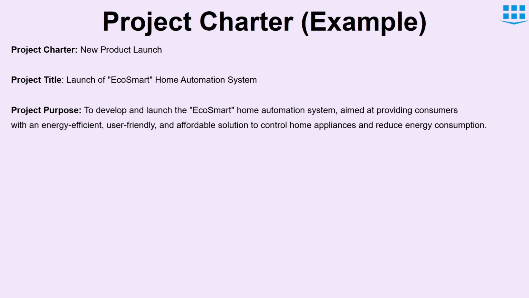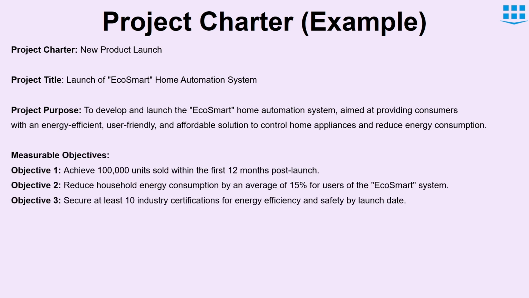Now, next we have measurable objectives. Here we have three objectives. Objective 1 is about the sales target of selling 100 units of this home automation system within first 12 months. Objective 2 is to reduce the household energy consumption by 15%, and objective 3 is securing at least 10 industry certification. In this sort of projects, we need industry certification in order to provide standardization in our product.